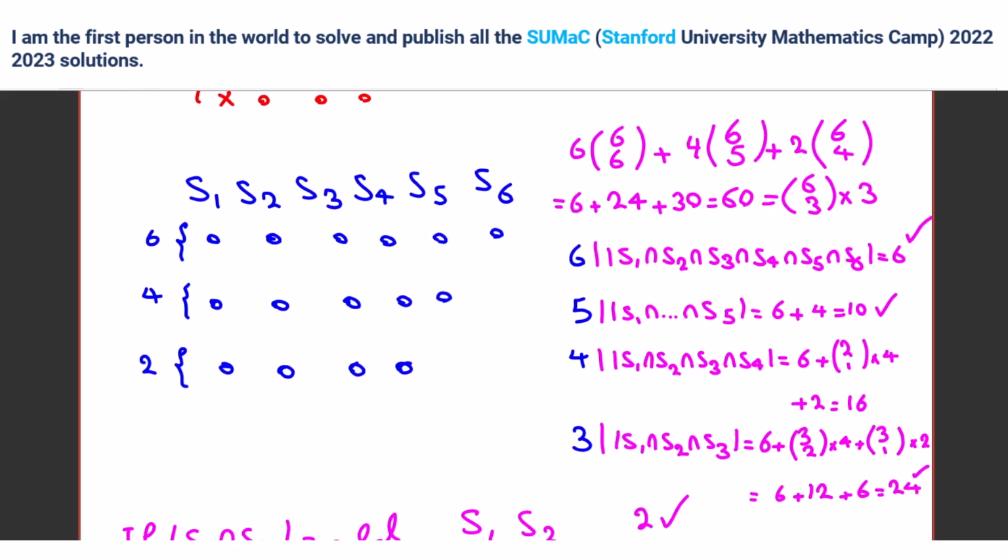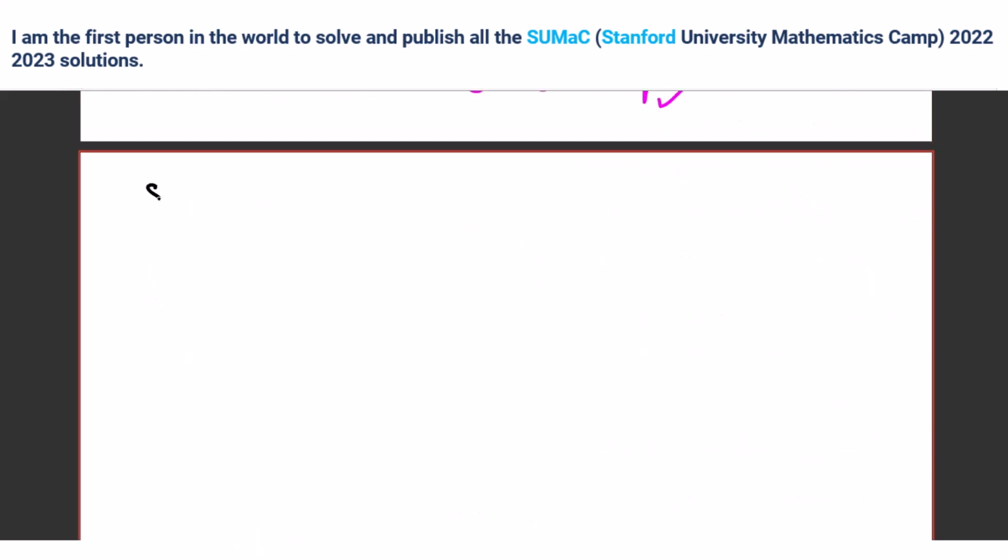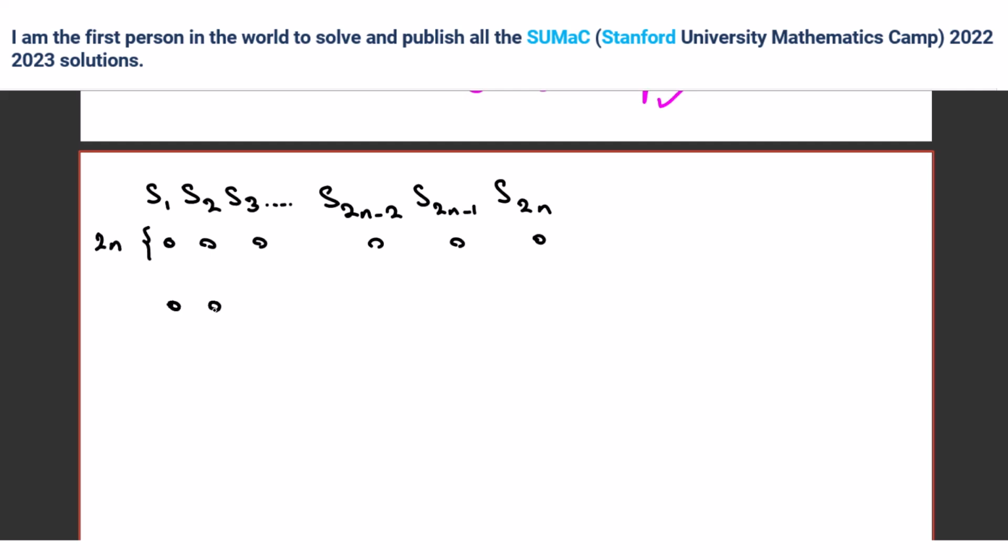Yeah. Okay, now we want to generalize this approach for S1 to S2n. S1, S2, S3, S2n minus 2, S2n minus 1, S2n. So how many elements should we have in all of them? Just 2n? Yes. How many elements should we have in 2n minus 1 of them?